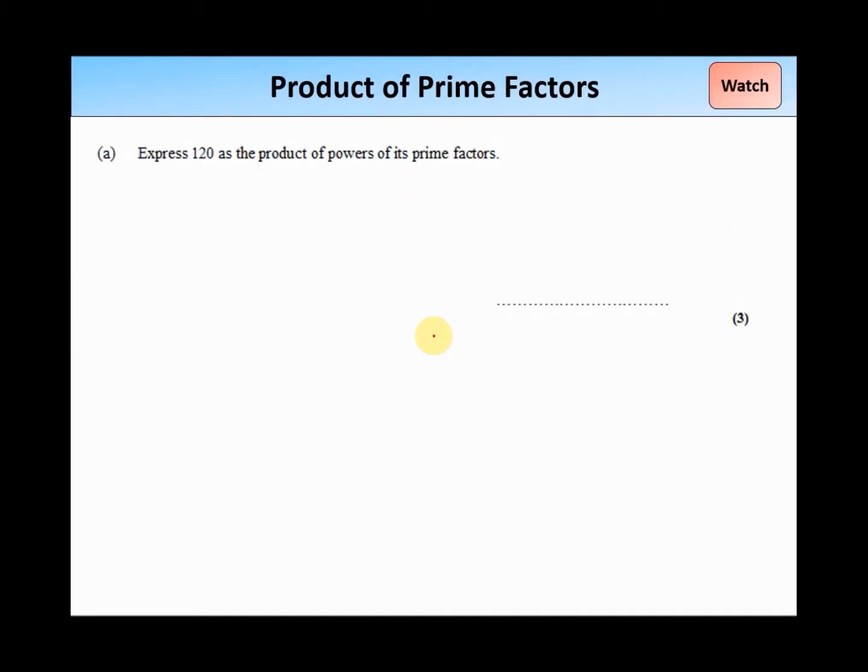So the question says, express 120 as the product of its powers of its prime factors. Okay, so it sounds really, really mathsy, but I want you to think about what words you know in there and what words are important. Obviously, this 120 here is going to be important, and this end bit here with the prime factors. So you'll see as soon as I go through this question, you'll recognise it.